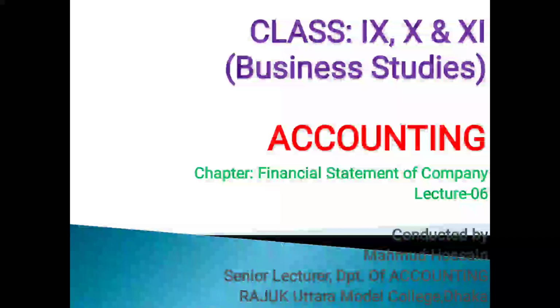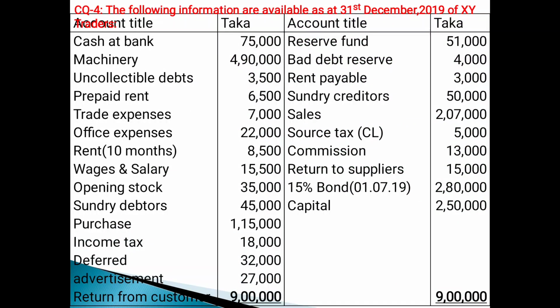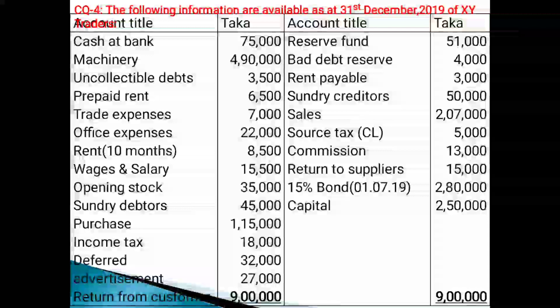Now you can see in the next slide today's creative question stem. Creative question number 5. The following information is available as at 31st December 2019 of XY Traders.